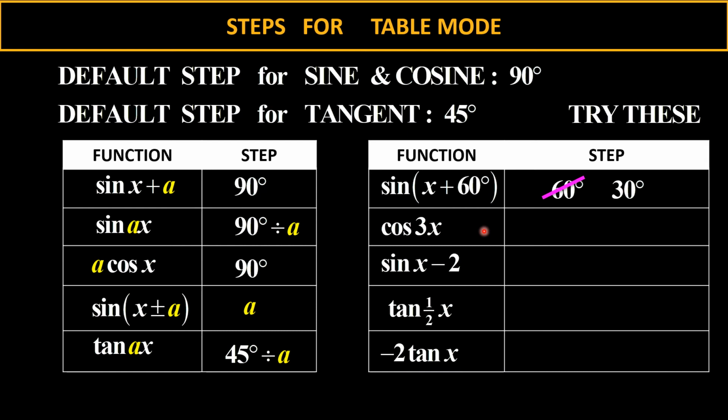Cos of 3x, my default 90 degrees will be changed, so it's 90 degrees divided by 3, so that is 30 degrees. Here it's just sine of x, so the default remains as 90. Tangent of half x, default 45 divided by a half, and 45 divided by a half is 90. This one here, the default doesn't change because it's just tangent of x.